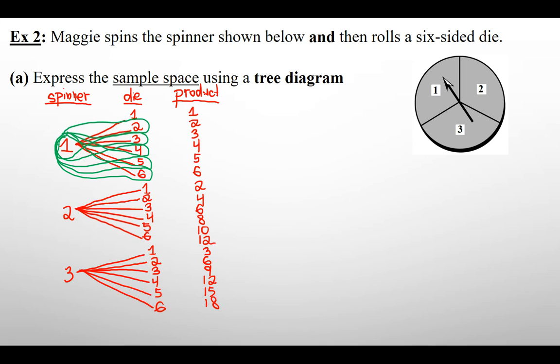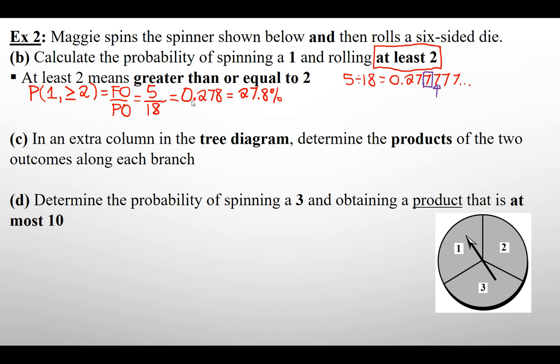So I calculated every product by taking the value in the trunk of the tree and multiplying by the value at the end of the branch. Okay, that's my third column with the product. Now let's see what it wants us to do with this.